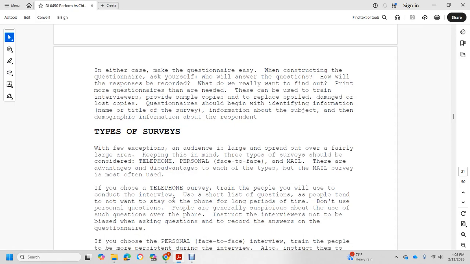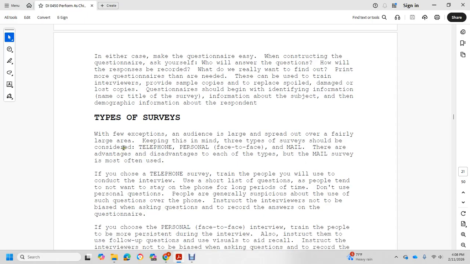The type of surveys. With a few exceptions, the audience is spread out over a fairly large area. Keep in mind that three types of surveys should be considered: the telephone, personal, and the mail. Each type has advantages and disadvantages. The mail survey is most often used. If you choose telephone survey, train the people who will conduct the interview, and use a short list of questions.